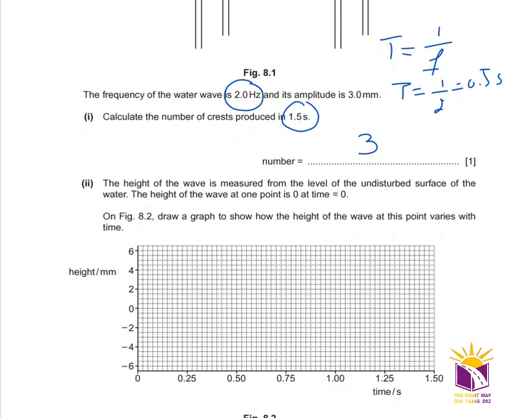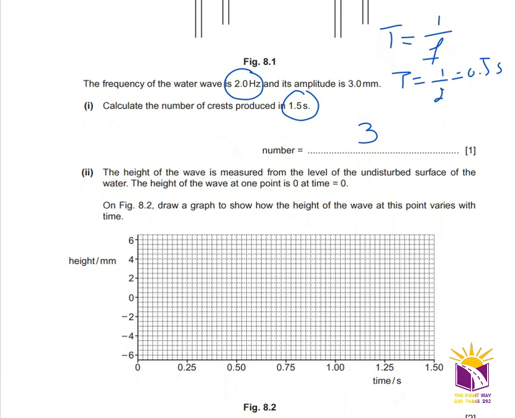The height of the wave is measured from the point of the undisturbed surface of the water. The height of the wave at point 0 is 0 at time t is equal to 0. On figure 8.2, draw a graph to show how the height of the wave at this point varies with time. At 0, it will be equal to 0.